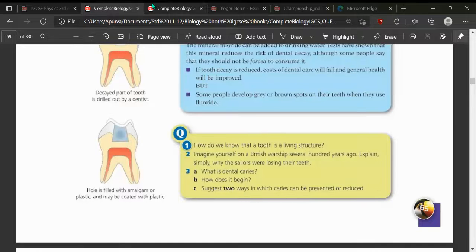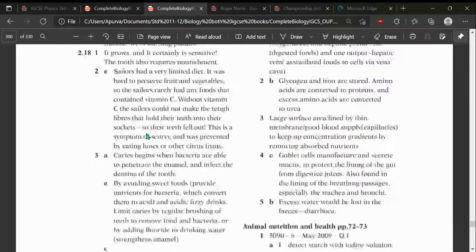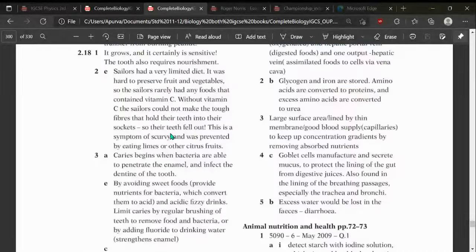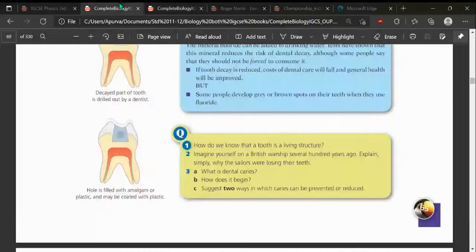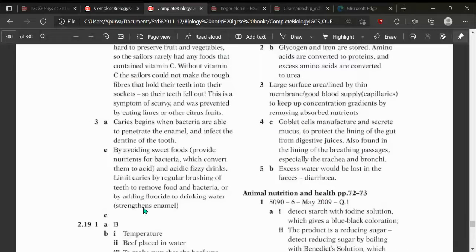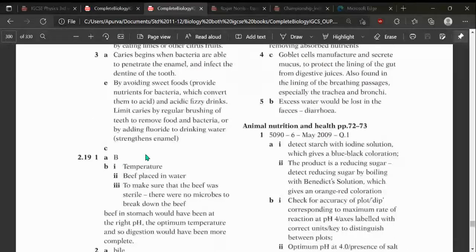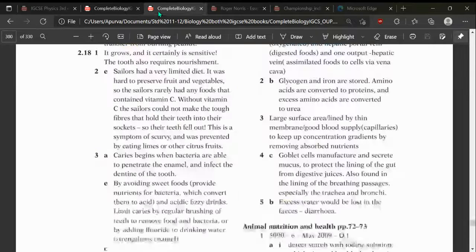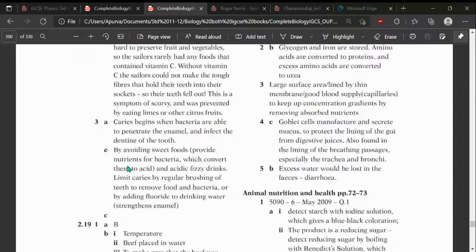What is dental caries? I think it's when the bacteria enter your dentine. Yes, bacteria penetrate the enamel and infect the dentine of the tooth. How does it begin? I have no idea. How does it begin? Well, it begins when you have sugary foods. Obviously, I think that's what the answer is. It's not giving me exactly, but whatever.